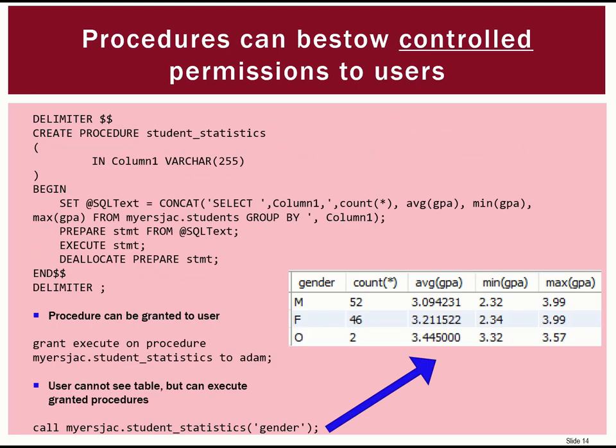Sometimes you need individuals to work with confidential data, but they can't associate it with an individual person. Such is the case in this example. In this example, we create a procedure called student statistics, and you can pass a column in as a variable. This procedure will then build an SQL statement, prepare it, execute it, and end. So if you call this procedure, as you can see at the bottom, where you can call student statistics and pass it gender, you'll see the table that you see on the slide.